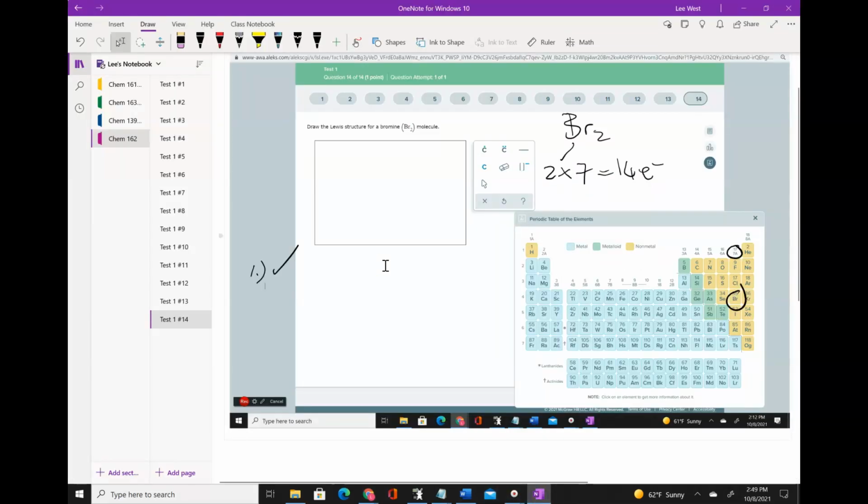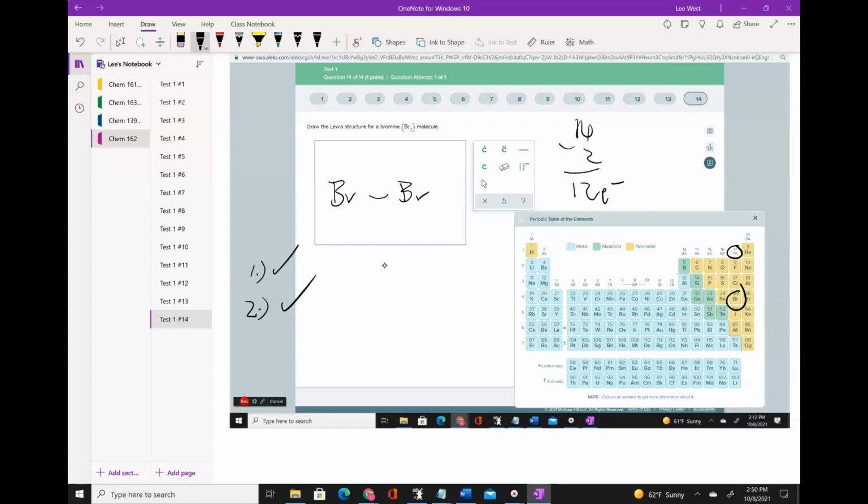All right, so the next step is you need to identify what is the central atom. Well, is it bromine or is it bromine? There isn't really one that's the central in this case. They're both the same type of atom. So we're just going to connect them like that by a single bond. And so that's going to use up 2 of our 14 electrons, isn't it? 14 minus 2. So we've got 12 electrons left to finish everything else off.